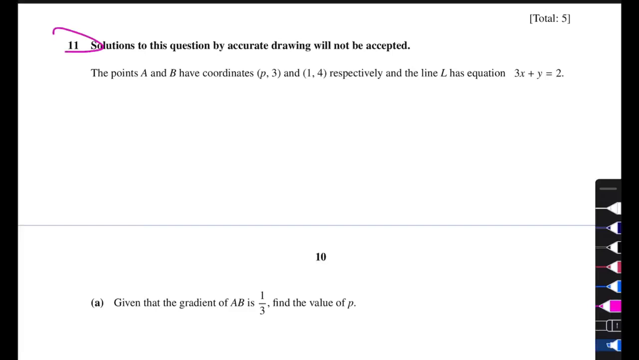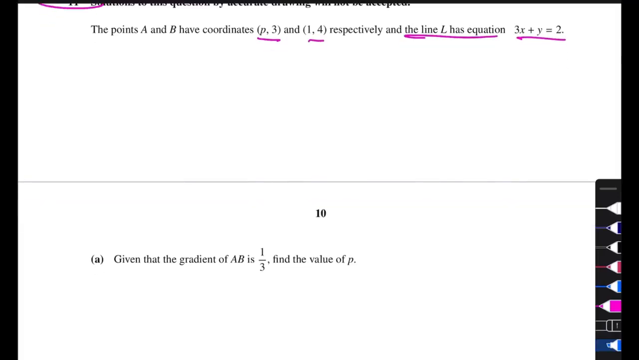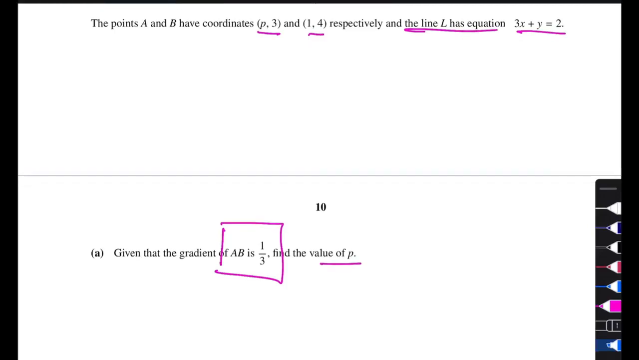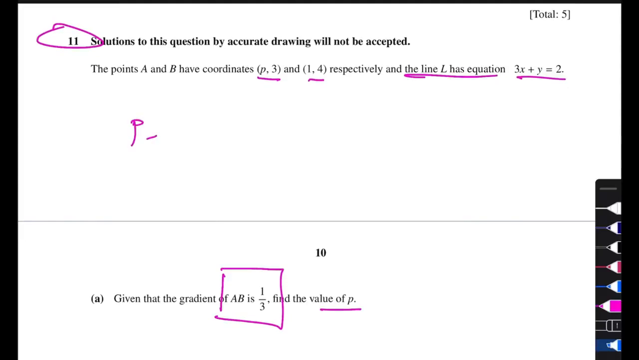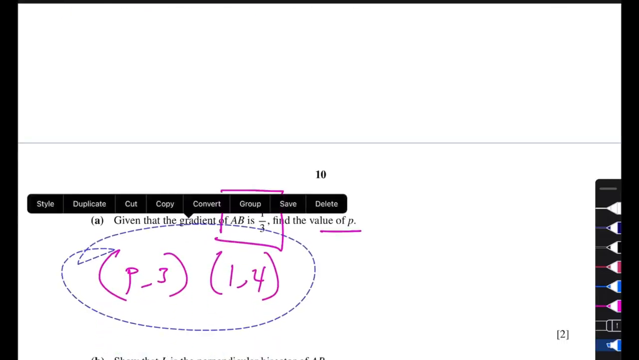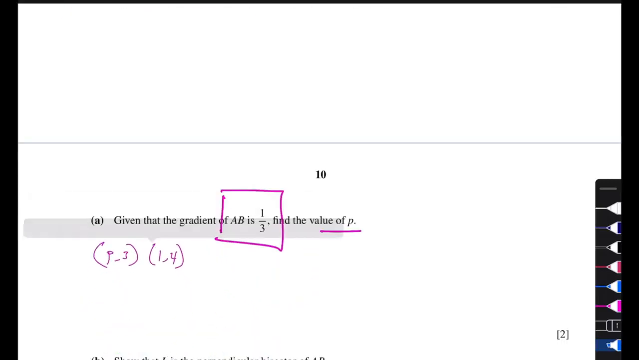So question 11 says that the points A and B have these coordinates, and there's a line having this equation. It says that the gradient of line AB is 1/3, so we should find the value of p. Let me get this point down, because if I do this, this point is going away. Let me just write this quickly: P(3, 1/4)... I copy it, bring it here, and squeeze it small so that we can work with it.